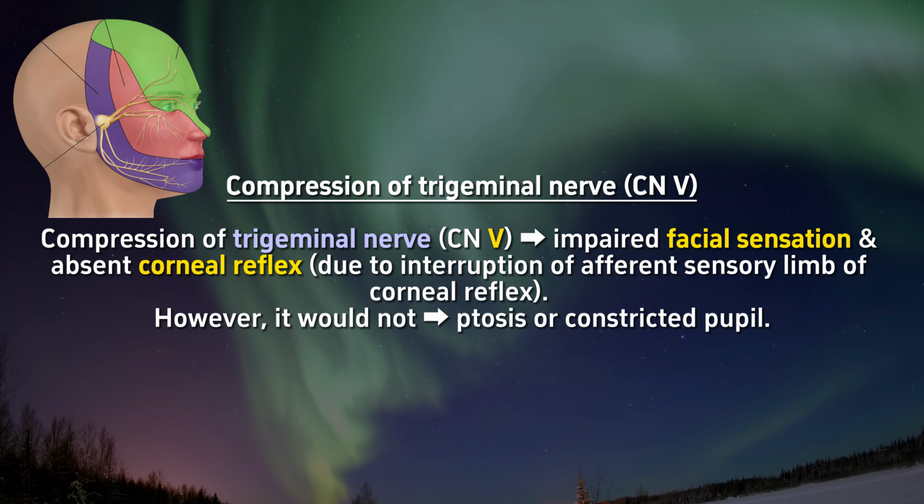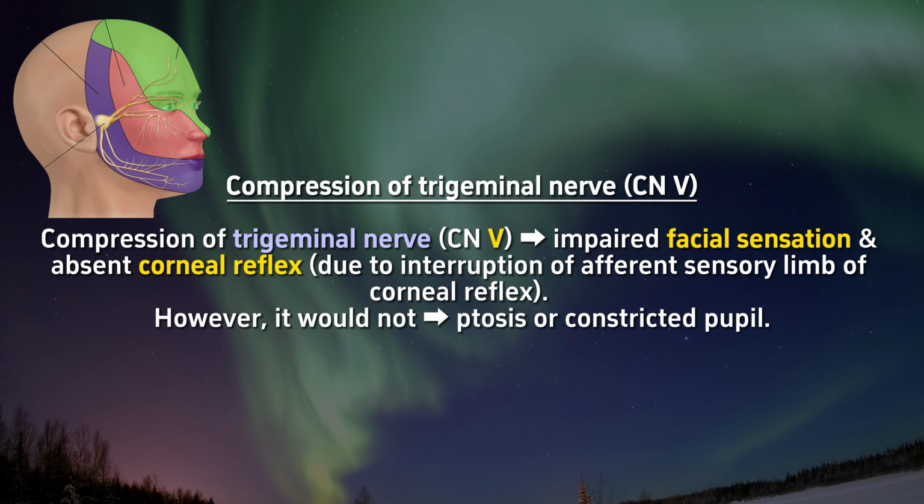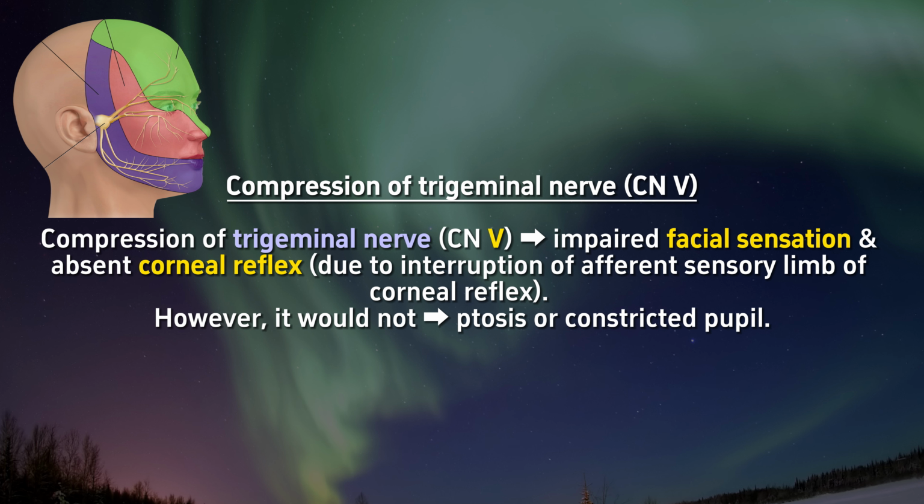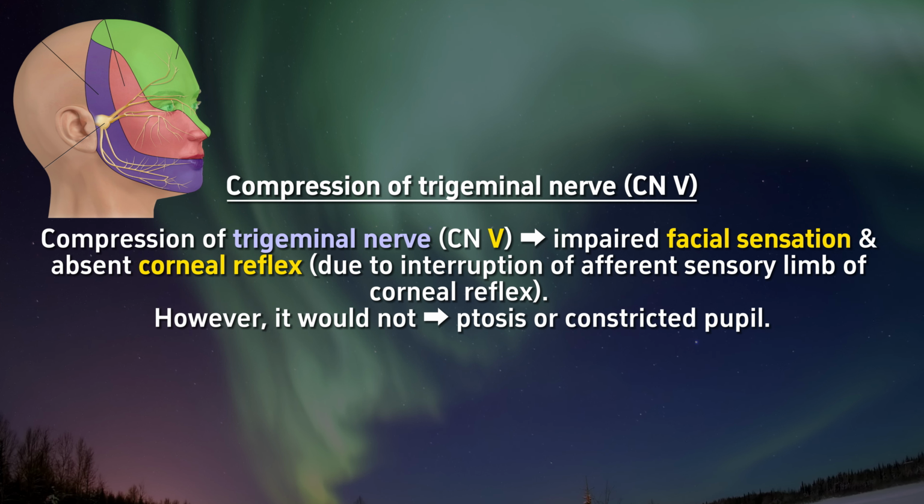Choice C. Compression of the trigeminal nerve, cranial nerve 5, could lead to impaired facial sensation and an absent corneal reflex due to interruption of the afferent sensory limb of the corneal reflex. However, it would not lead to ptosis or a constricted pupil.